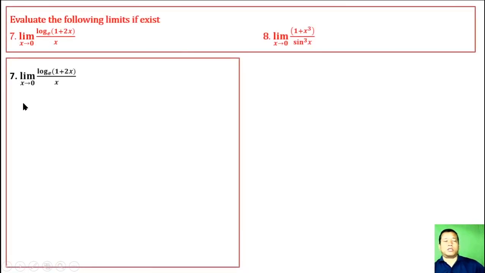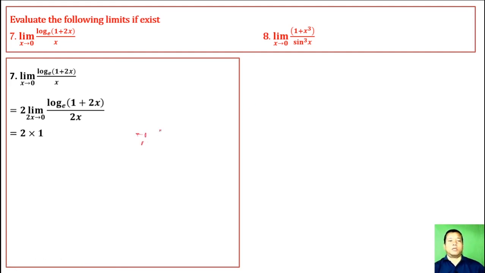Number 7, the limit of the logarithmic function log of 1 plus twice x. We need twice x in the denominator, so we multiply and divide by 2. Then we get 2 into the limit, using the property of limits. The standard formula is the limit of log of 1 plus x divided by x as x tends to 0, which is 1, with base e. So we get 2.